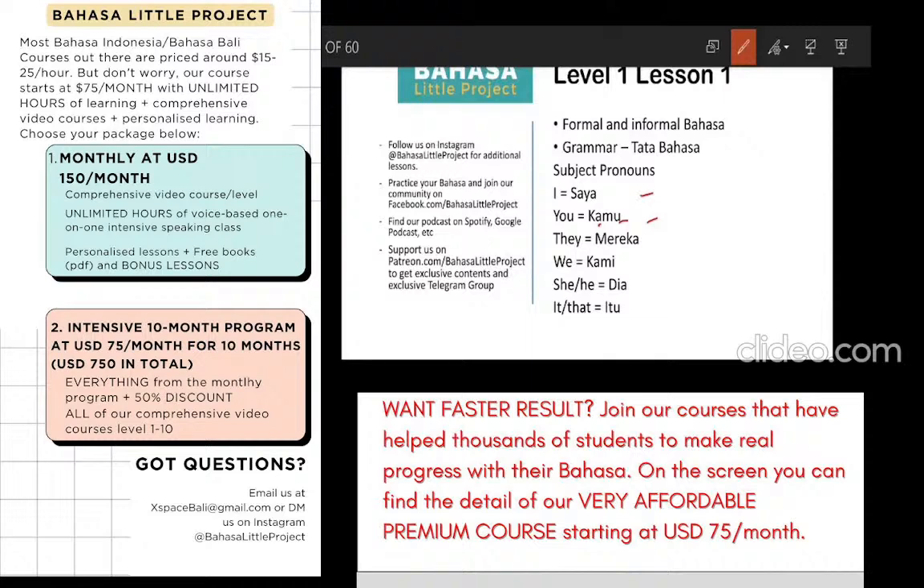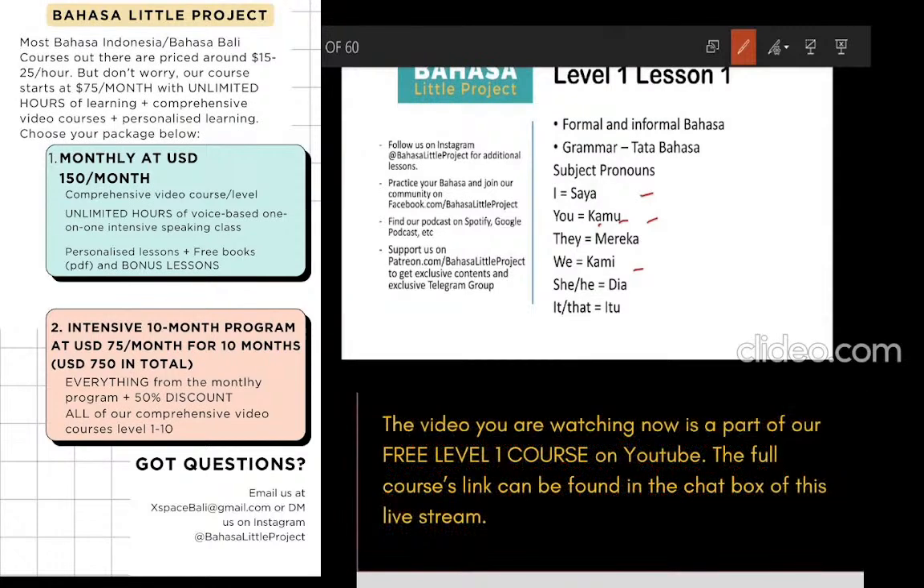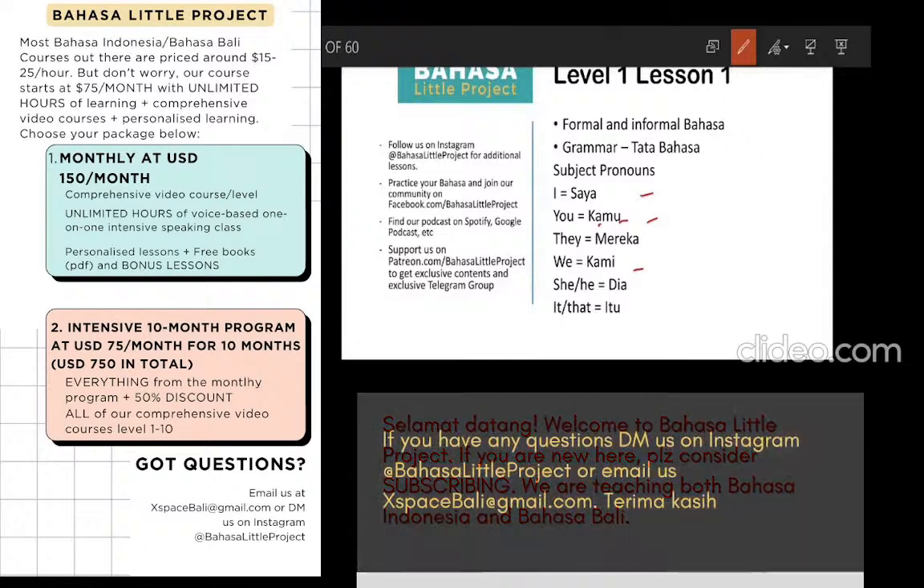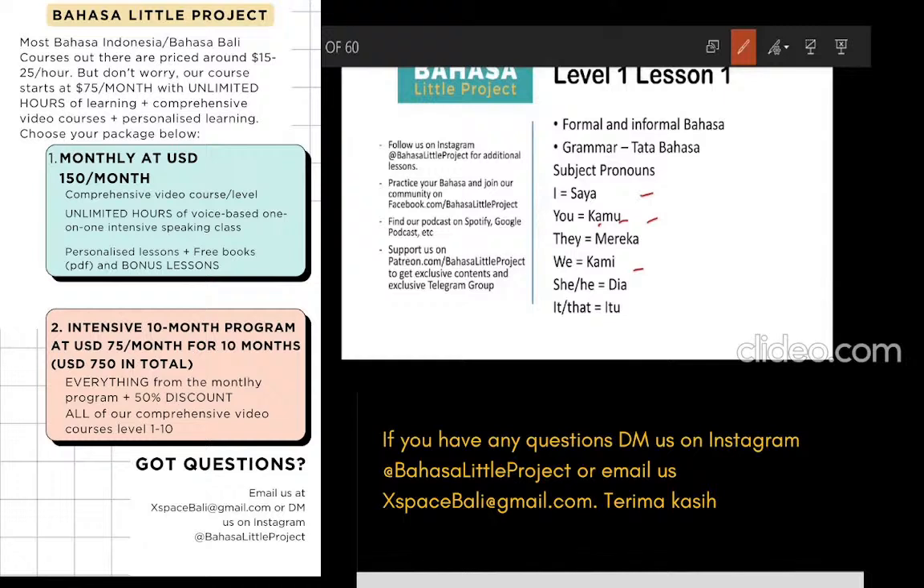Mereka. Now next, how do you say we? We is kami. Kami. Okay, how do you say she or he? Now this is something interesting, because in Bahasa, there is no she and there is no he. You just simply say the same word, which is dia. Again, dia. Okay, and then how do you say it or that? It is itu. Again, itu.